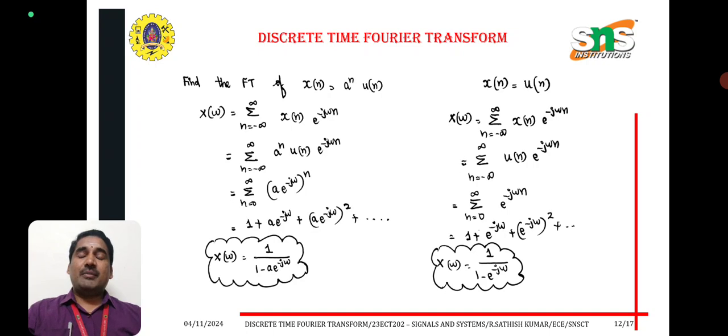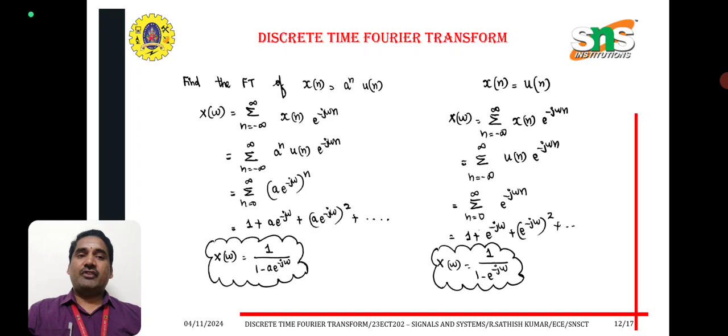a e power minus j omega the whole power n. Now we can substitute from 0 to infinite: 1 plus a e power minus j omega plus a e power minus j omega the whole square, 1 plus a square becomes 1 divided by 1 minus a. Therefore, X of omega is equal to 1 divided by 1 minus a e power minus j omega.